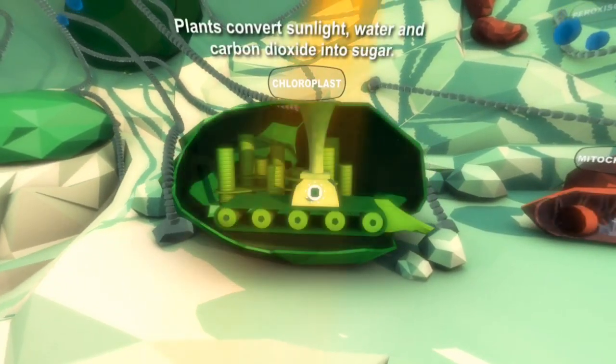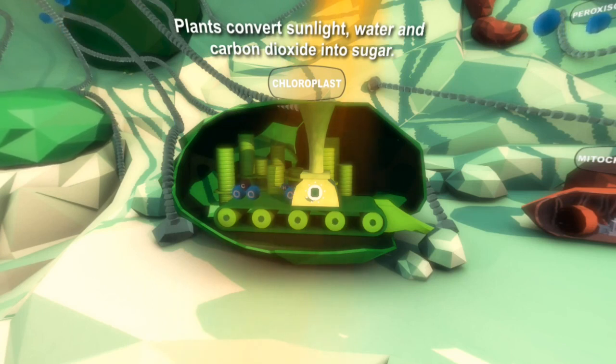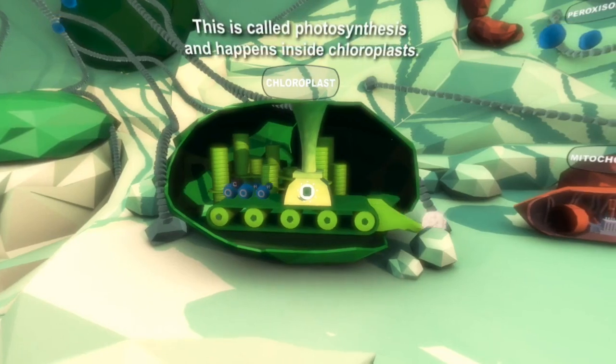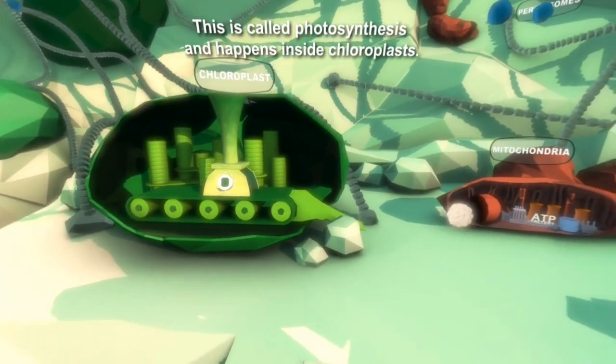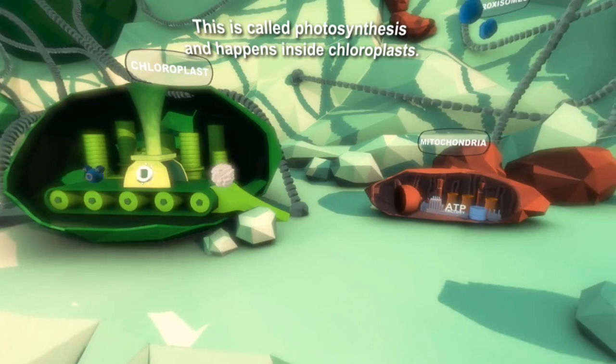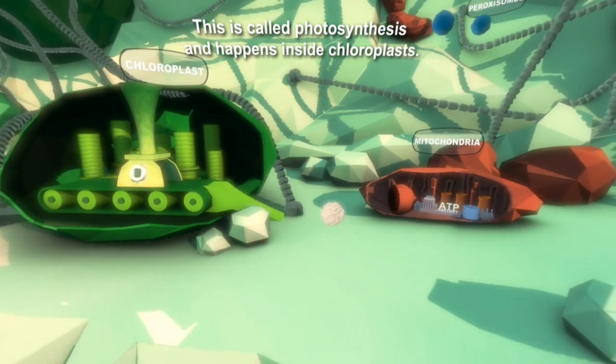Plant cells collect sunlight and use it to convert water and carbon dioxide into sugar. This process is called photosynthesis. Photosynthesis happens inside the many green chloroplasts found around a plant cell.